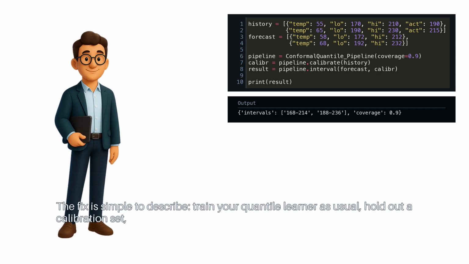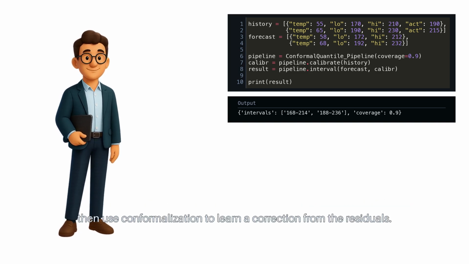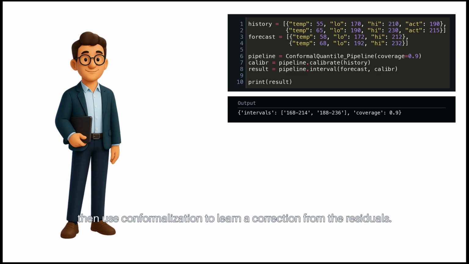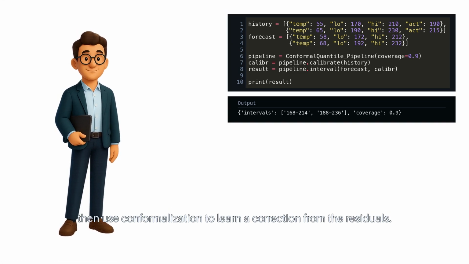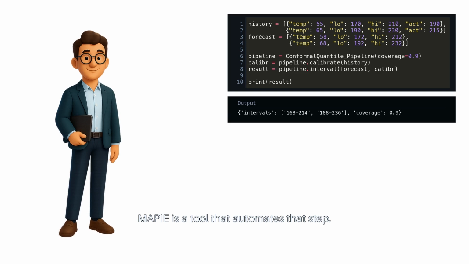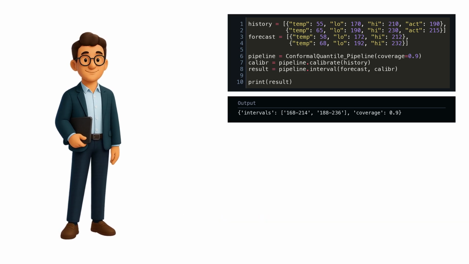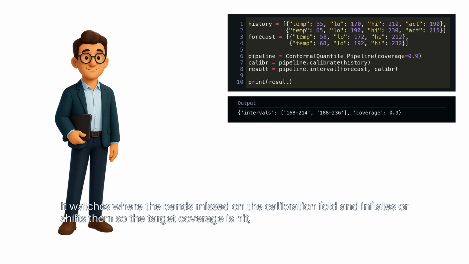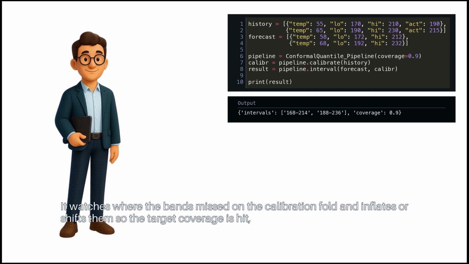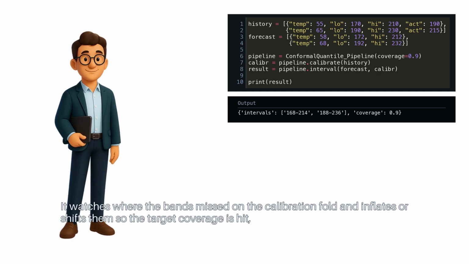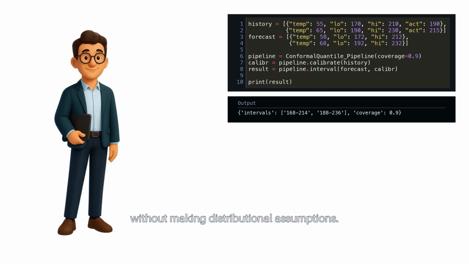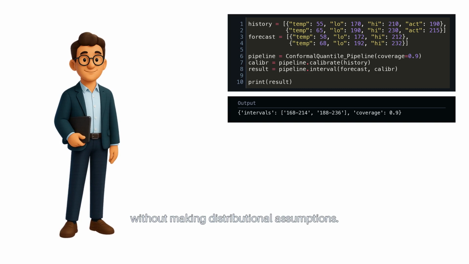The fix is simple to describe. Train your quantile learner as usual. Hold out a calibration set. Then use conformalization to learn a correction from the residuals. MAPIE is a tool that automates that step. It watches where the bands missed on the calibration fold and inflates or shifts them so the target coverage is hit without making distributional assumptions.